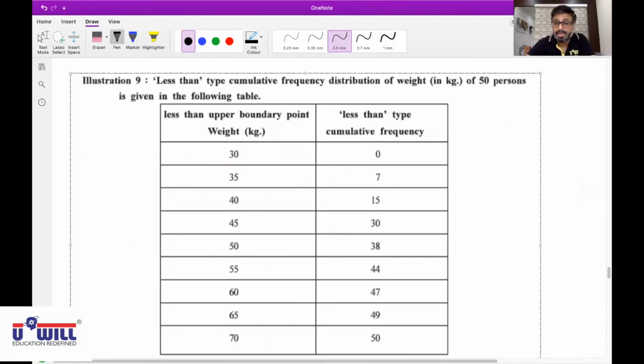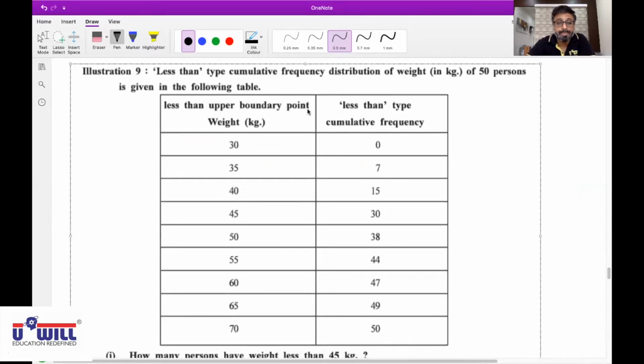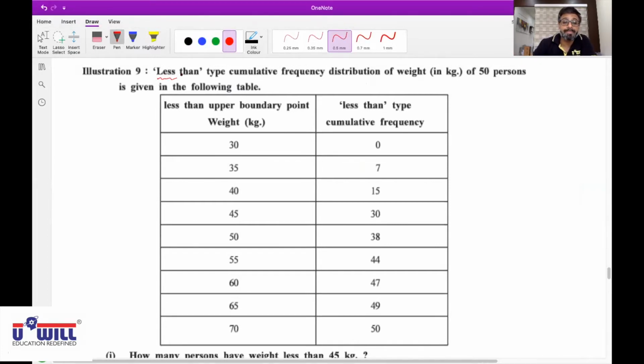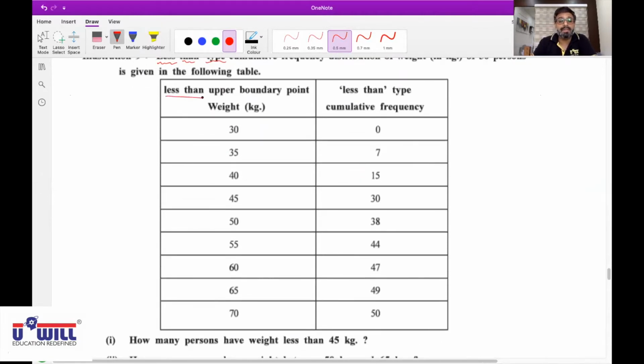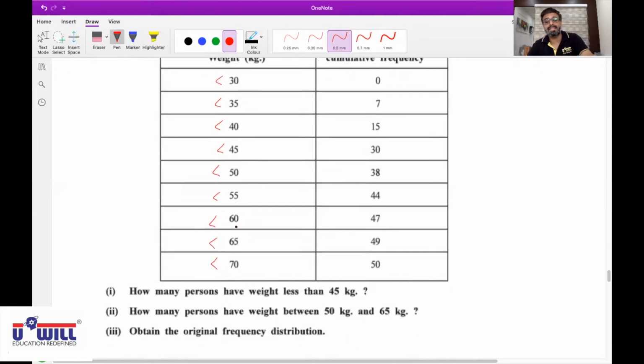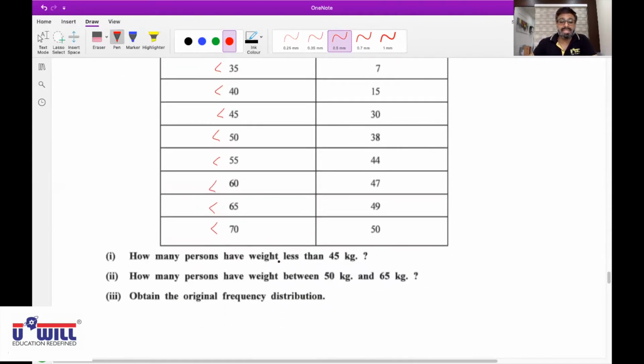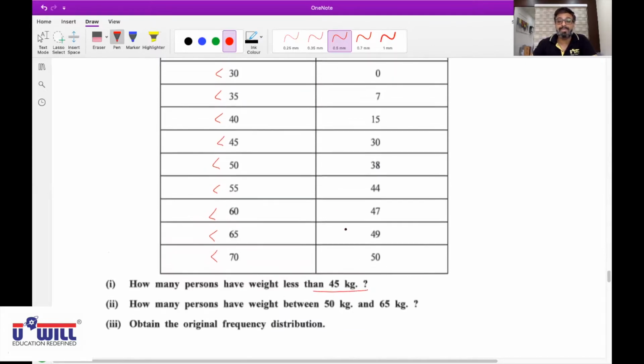First, I take up illustration 9, which was there in your homework and classwork also. A less than type cumulative frequency distribution of 50 persons is given in the following table. Now see, you are given less than type. This is less than the upper boundary point: less than 30, less than 35, less than 40, 45, 50, 55, 60, 65, and 70. These are all less than. You are asked, how many persons have weight less than 45 kgs? This is a very simple answer. Directly you can look at the table and easily answer it.